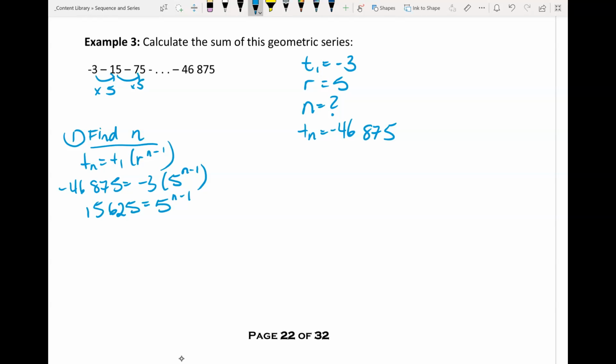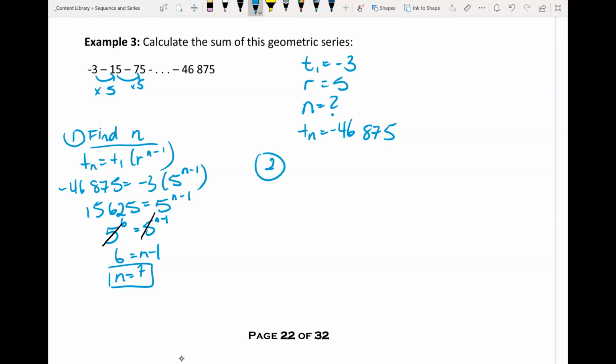I'm going to rewrite 15,625 with a base of 5. So it'll be 5 to the power of something. You can play around in your calculator for that. You're going to find that this will be equivalent to 5 to the power of 6. And now we can just focus on the exponents. So 6 is equal to n minus 1. That means n is going to be 7.